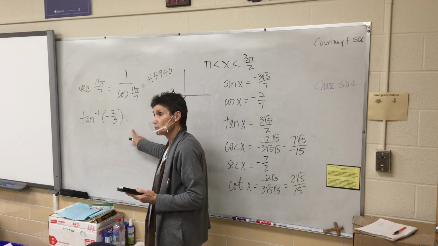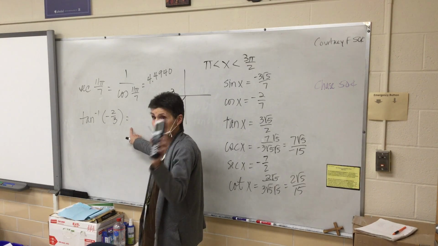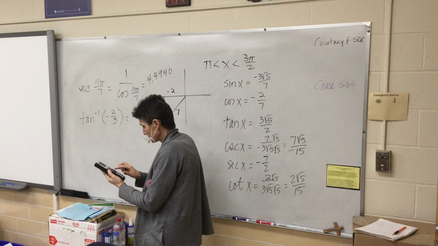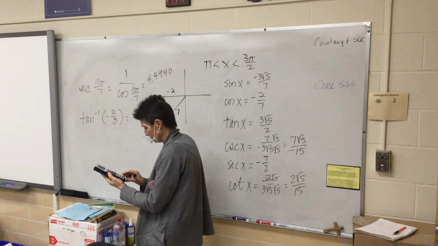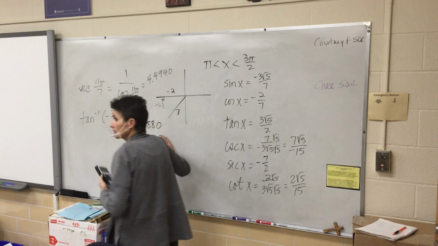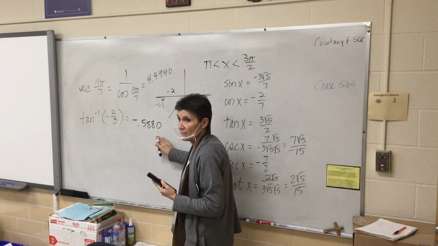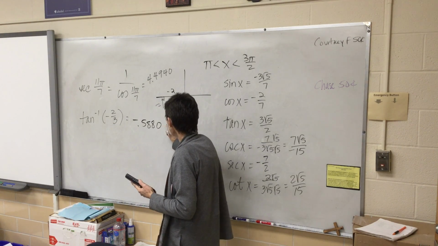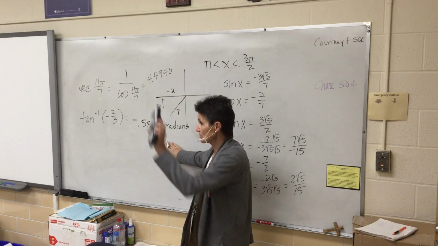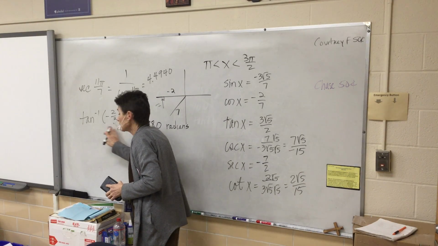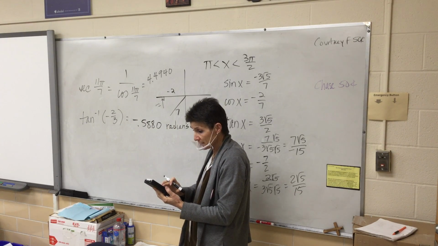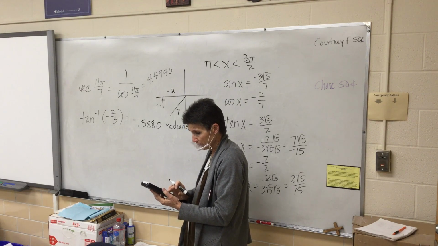Well, this one could actually have two different answers. If I type it in right now, second tangent, negative 2 divided by 3, I get negative 0.5880. Now, what's the unit on that? Radians. So, if the directions say answer in radians, this is it. I was in radian mode. I want to know the angle whose tangent is negative 2/3. It's that many radians. Now, I'm going to go back to degrees in case I wanted the answer in degrees.